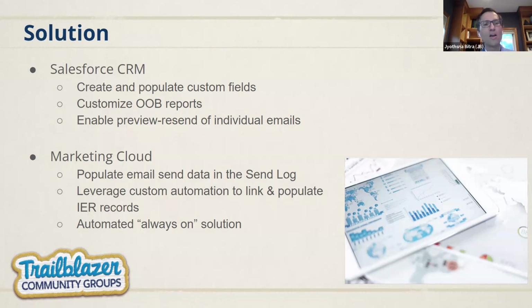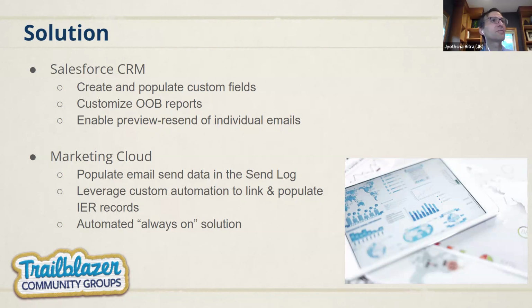On the Marketing Cloud side, we're going to want to populate additional fields from that send data from those emails in the Send Log. That's going to be our link to the individual email results in the Marketing Cloud environment. So we're going to want to create an automation to pull in that data so that we can update the individual email results records. And we want this to be an automated solution, right? We don't want to do this on a monthly or quarterly basis. We want a solution that's automated that will work over time.